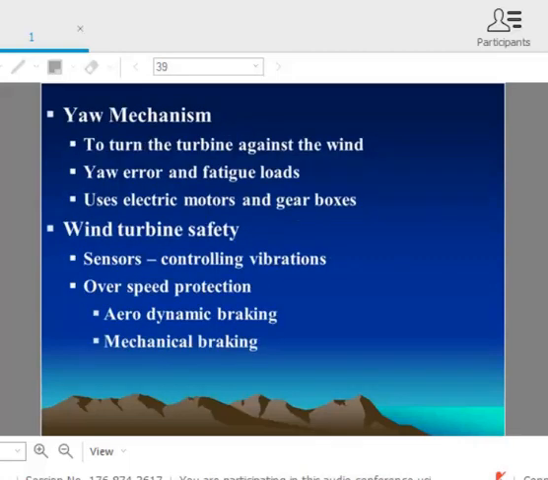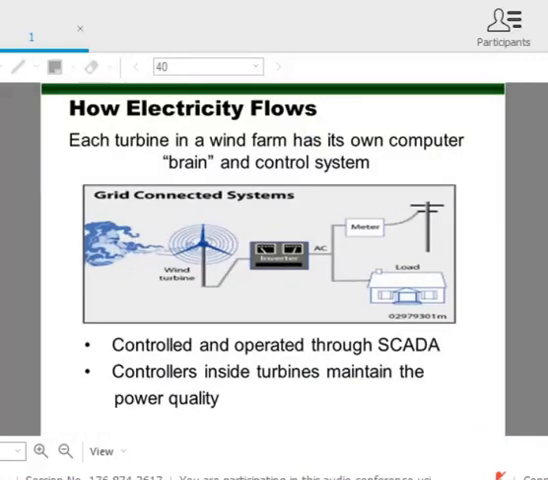There is a mechanism to turn the turbine against the wind, which handles aerodynamic and fatigue loads. It uses electric motors and gearboxes. Wind turbine safety features include sensors, vibration control, aerodynamic braking and mechanical braking. So we have to be very careful with everything.